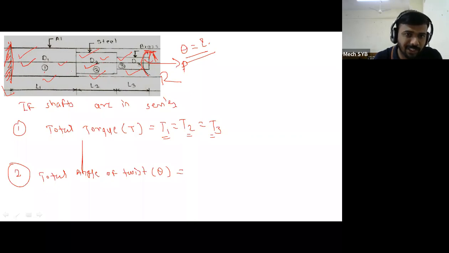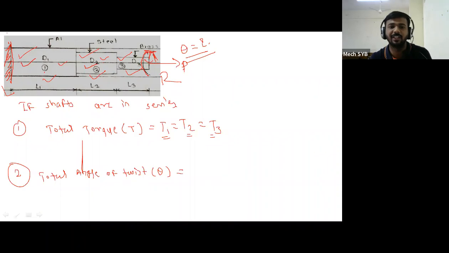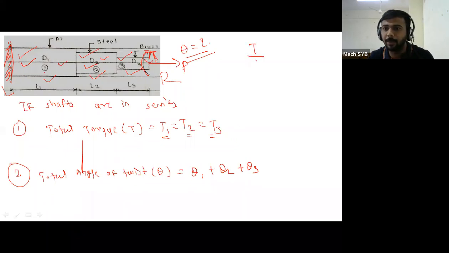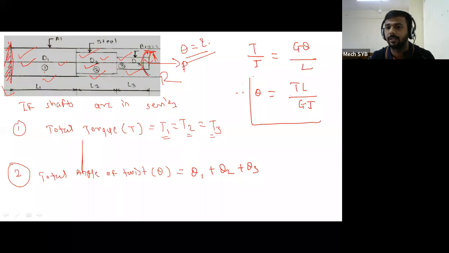Therefore, as the twisting is different in the shafts connected in series, total angle of twist will be different in each and every shaft. Therefore, theta is equal to theta 1 plus theta 2 plus theta 3. Then what is the value of theta? Therefore, we are having the formula T upon J is equal to G theta by L. ह्या फॉर्म्युलाचा उपयोग करून आपल्याला थीटाची व्हॅल्यू डिफाइन करावी लागेल. म्हणजे थीटा व्हॅल्यू काय येणार बघा, हा थीटा जर आपण आहे असा ठेवला तर T into L divided by G into J. So this is the theta formula.